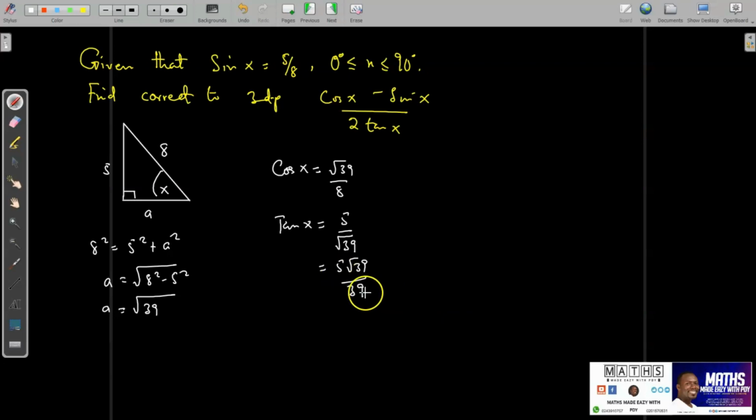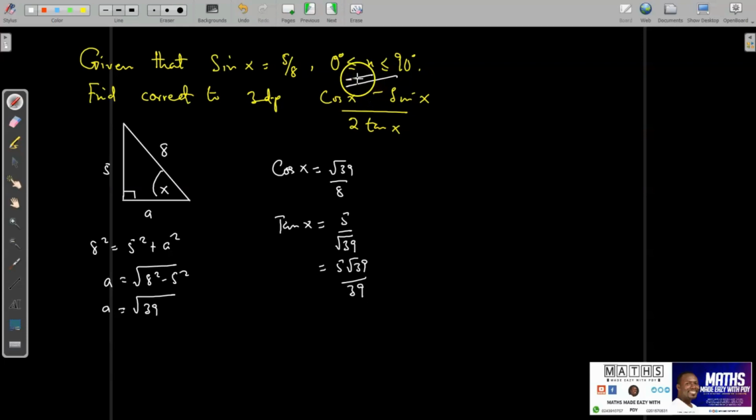Yes, we rationalize. So ideally, I've seen what my cos of x is, what my tan of x is, and I know what my sine of x is. But in all these cases, please listen carefully. Remember, they gave us an interval. Which quadrant does this mean it is found in? The first one. Very important. You should be careful with it.